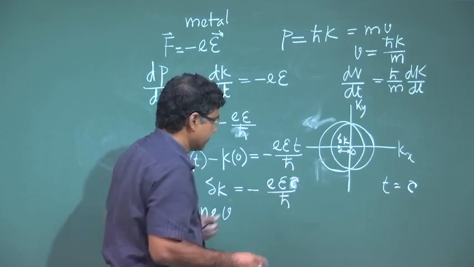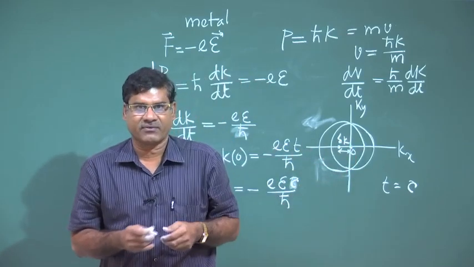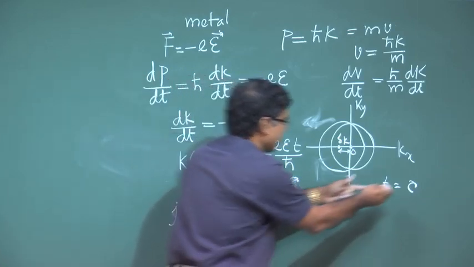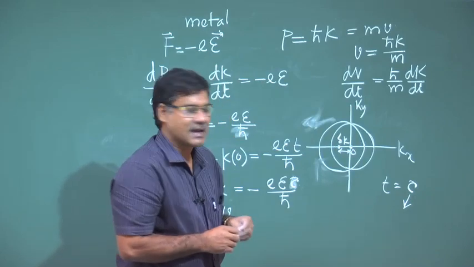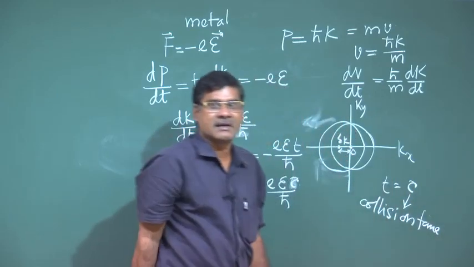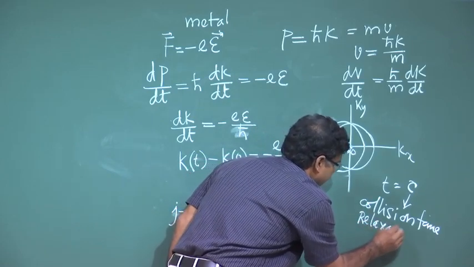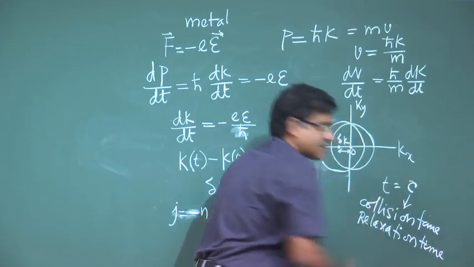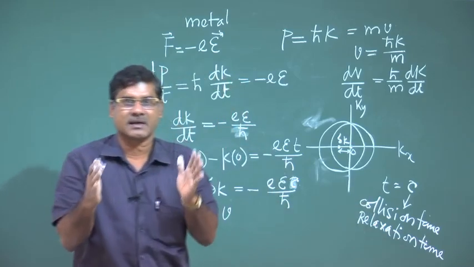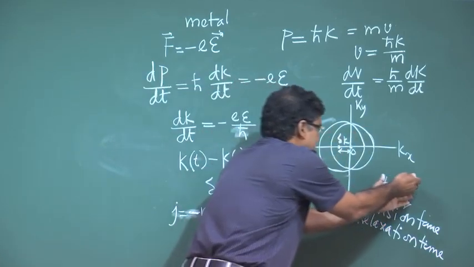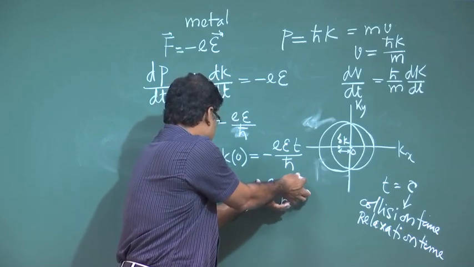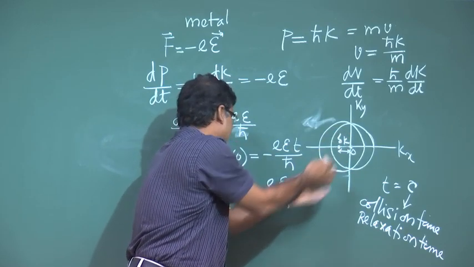Consider that at t equal to 0, we applied the electric field and then this sphere is moving, and the collision time tau that I have considered is the relaxation time or collision time. What does it mean? It means the time between two successive collisions. When it is moving, after this time tau, it will have a collision and be scattered. During that time it will move by delta k.